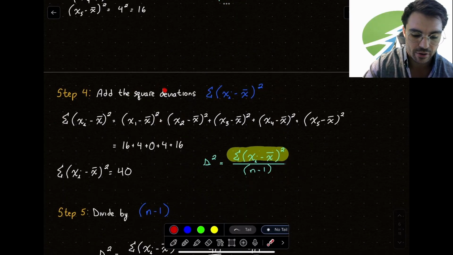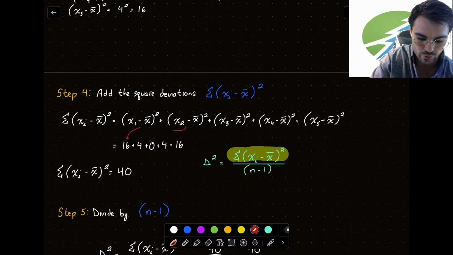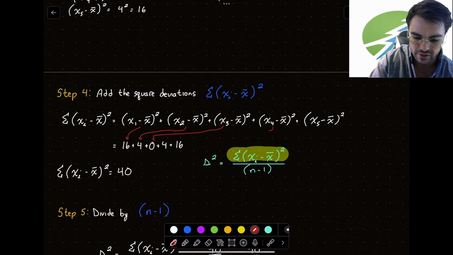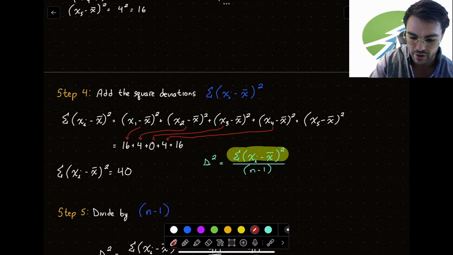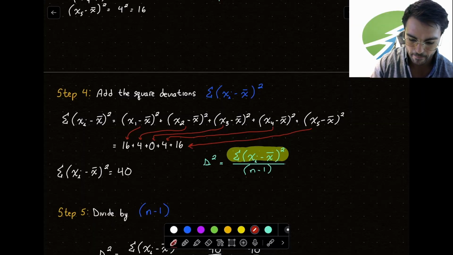Step 4, add the square deviations, the summation part. Again, just like last video, this time I'll make it a little bit neater. X sub 1 minus X bar squared, that's the 16. X sub 2 minus X bar squared, that's the 4. X sub 3 minus X bar squared, that's the 0. X sub 4 minus X bar squared, that's the 4, and X sub 5 minus X bar squared, that's the 16. Again, everything we just calculated from step 3, we just added up now.